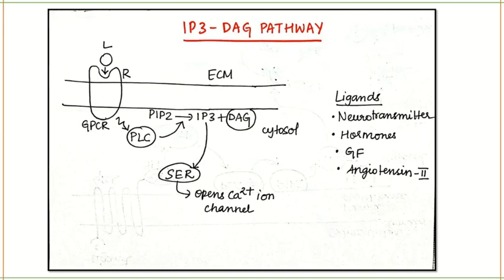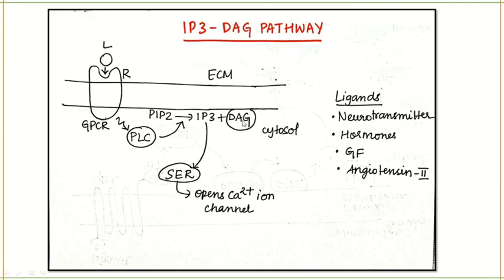Now what happens is phospholipase C is an enzyme that will act on PIP2. PIP2 is nothing but phosphatidylinositol 4,5-bisphosphate. Phosphatidylinositol 4,5-bisphosphate is your PIP2. The short form is PIP2. So PLC, which is phospholipase C, will act on PIP2 and convert it into IP3 and DAG.